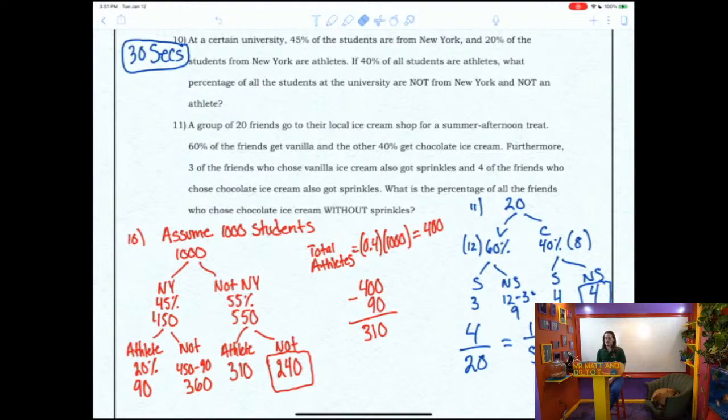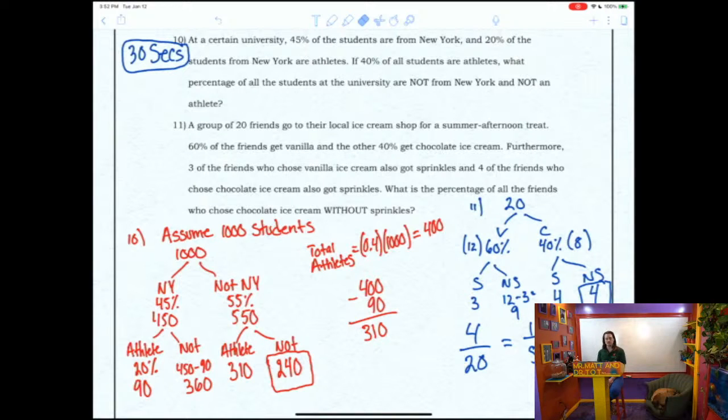So if 45% of the students are from New York, that means that 55% have to not be from New York. This is kind of like a bimodal or bifurcated situation where it's either one or the other. A student is either from New York or he or she is not from New York. So if 45% are from New York, I'm using a tree diagram to try and organize all of this information. I'm starting at the top with 1,000 students, and the first division of two branches from 1,000 is going to be either you're from New York or you're not from New York.